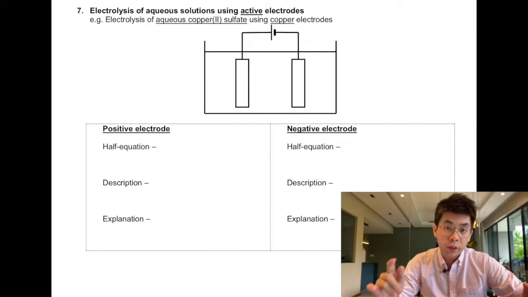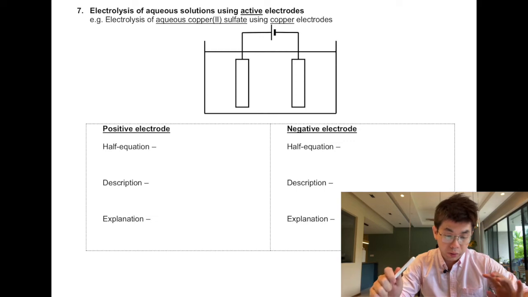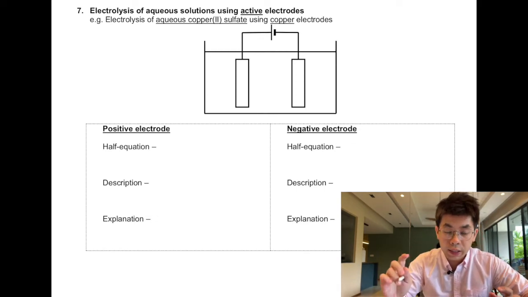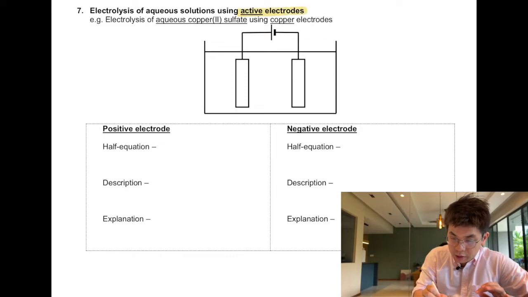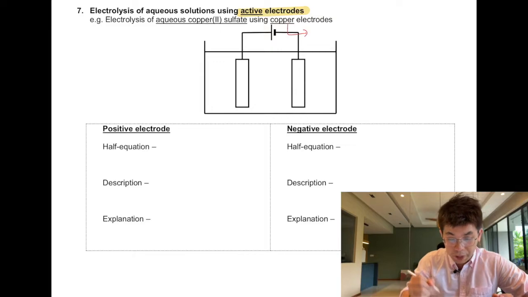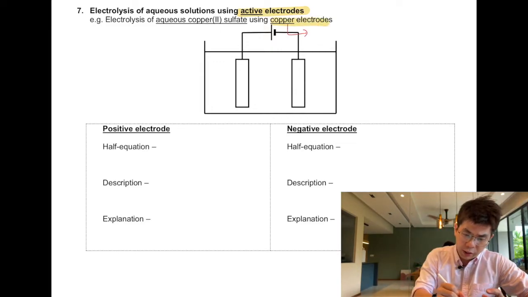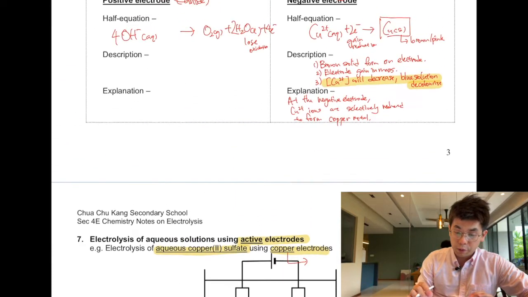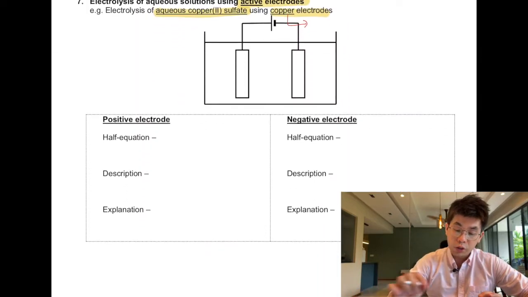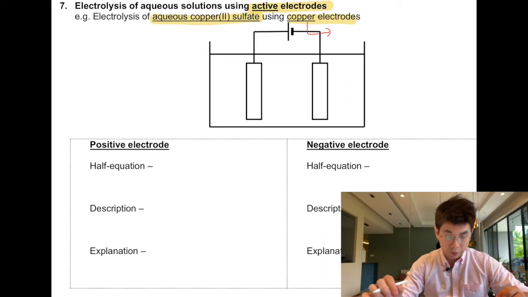Hi everyone, so we are in one of the last few examples for electrolysis, and today's one is a bit special because now instead of using inert electrodes, I am using active electrodes. And a form of active electrodes is copper, right? Copper electrodes. So the last time we did aqueous copper 2 sulfate, remember the previous one, but with carbon electrodes. Now I'm changing electrodes to copper, and that changes a lot of things, right?